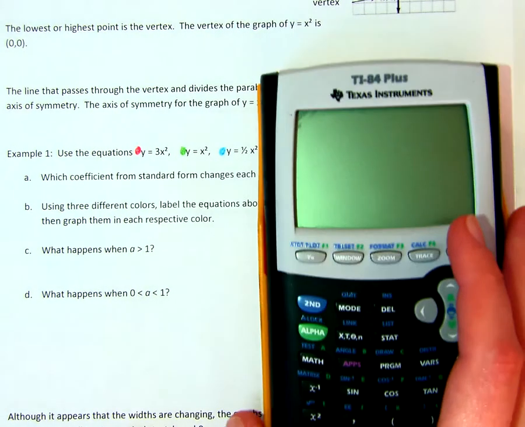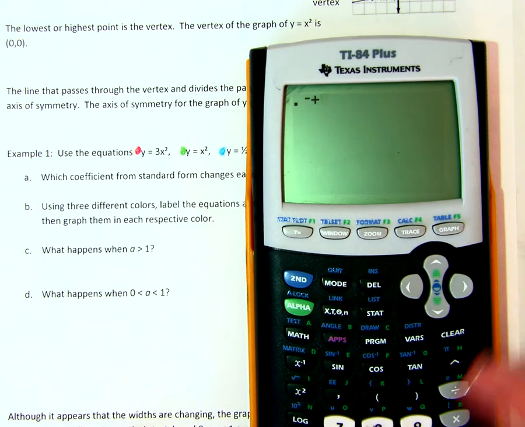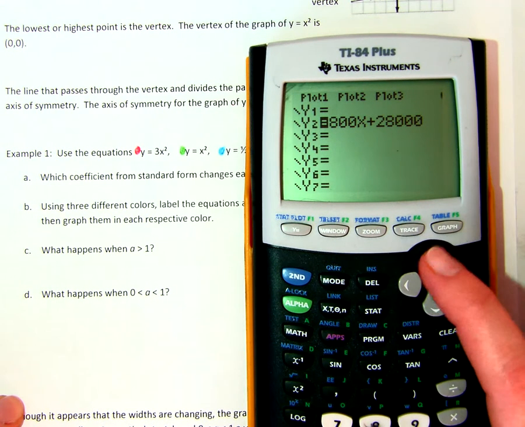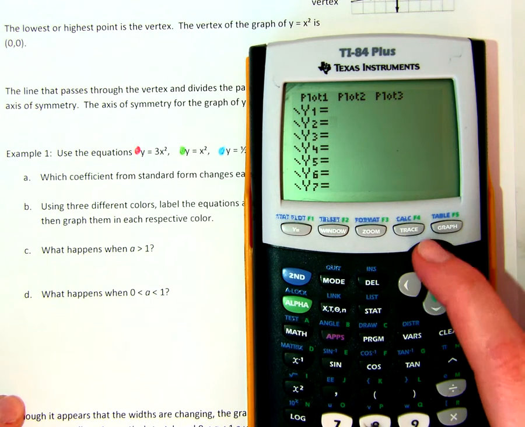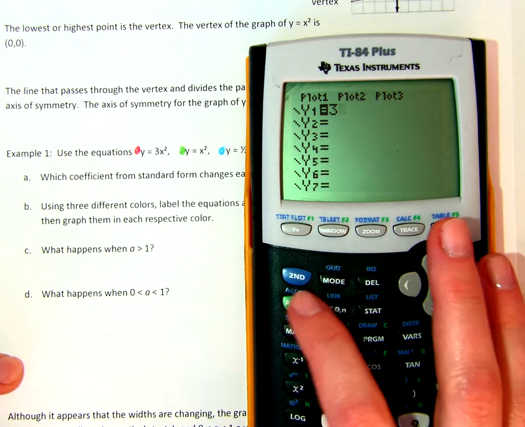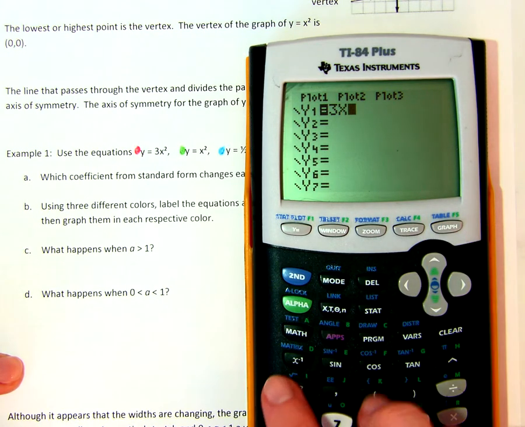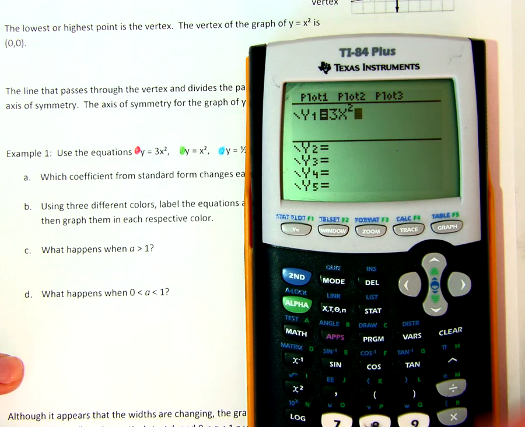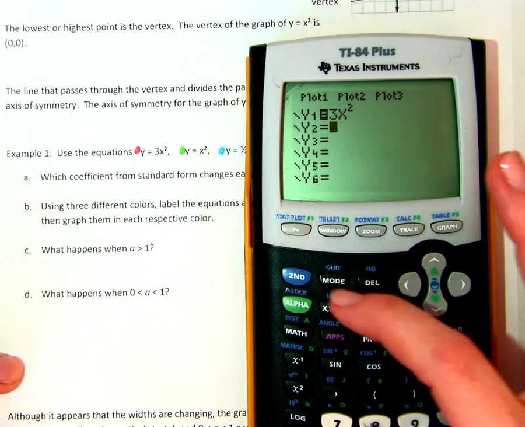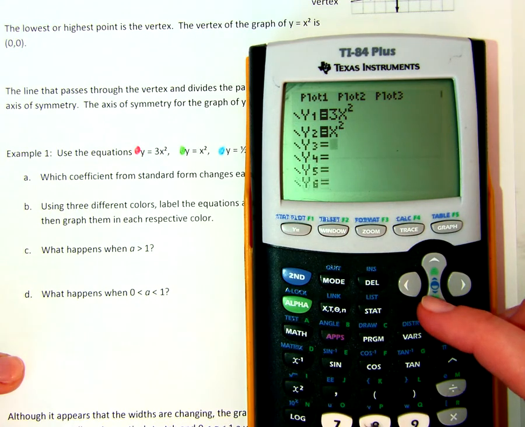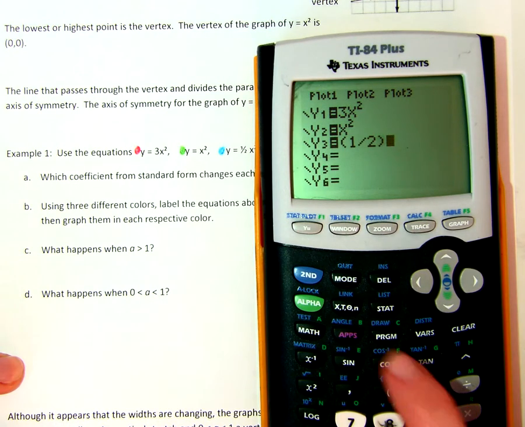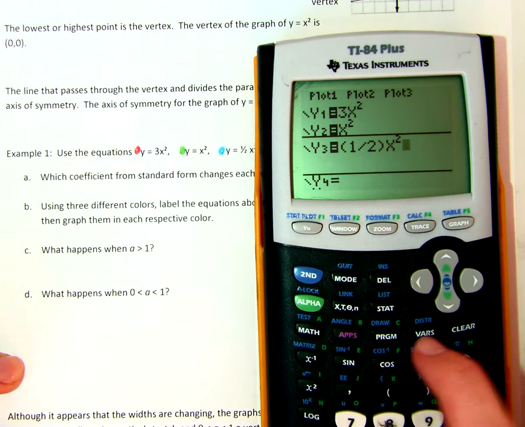So I'm going to pull up my calculator. Turn it on. All right, so let's go to y equals. Clear out everything that's in there. My first equation is y equals 3x squared, so 3. Remember, x is this button right beside alpha. And I can use this squared right here, 3x squared. I'm going to come down to my second equation now. It's just plain x squared, that's really simple. And last, I do have a fraction. So remember, we want to get in the habit of always putting parentheses around our fractions. Y equals 1/2 x squared.